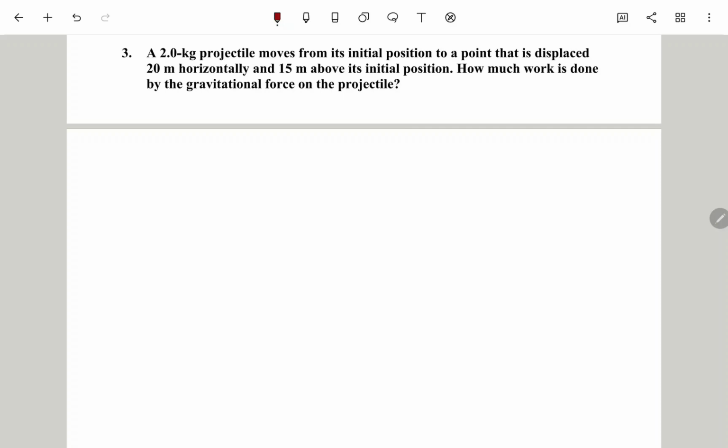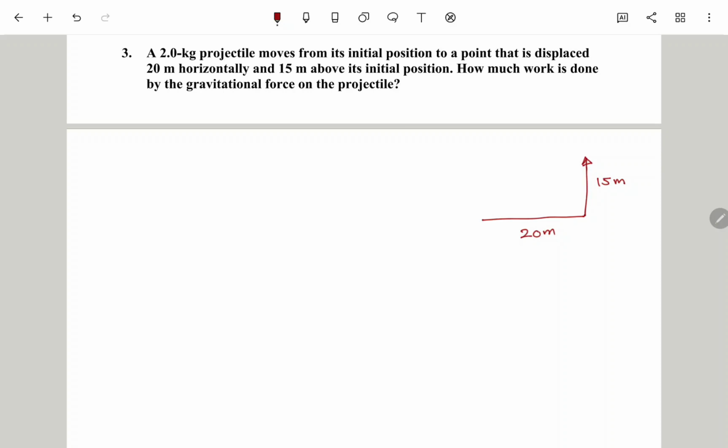A 2 kilogram projectile moves from its initial position to a point that is displaced 20 meters horizontally and 15 meters above its initial position. How much work is done by the gravitational force on the projectile? Now the object moves 20 meters horizontally, and moves 15 meters in the vertical direction. This is the 15 meters.